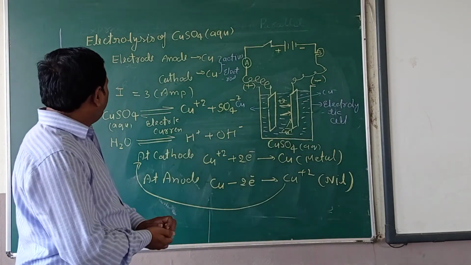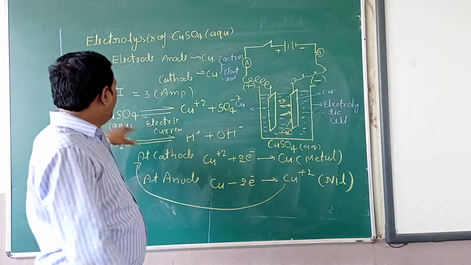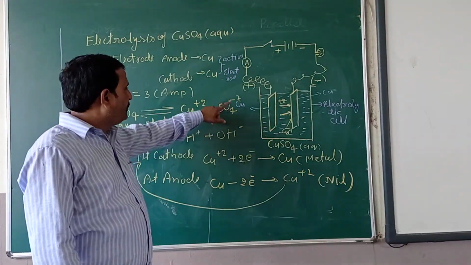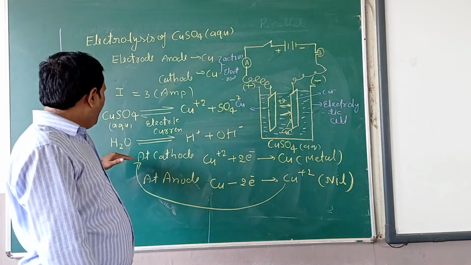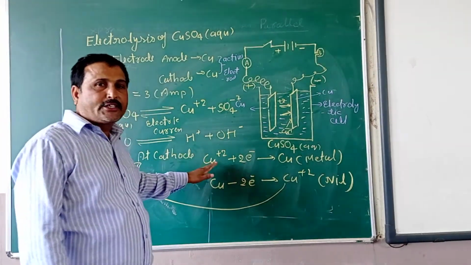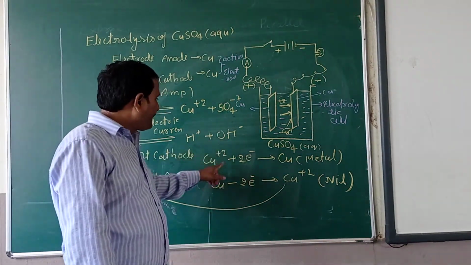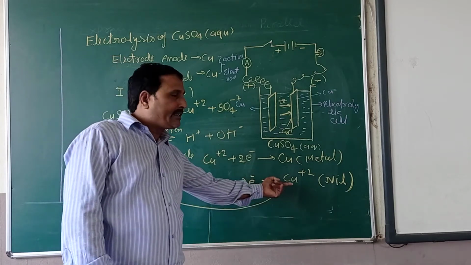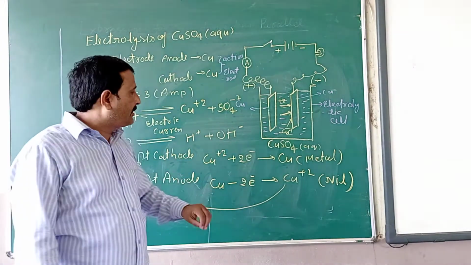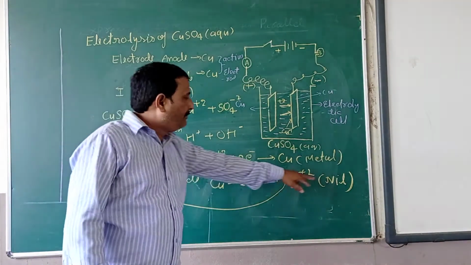So what is your question? What are the electrodes? Copper is the electrode. Write the electrolytic reaction. What ions are formed? 2 positive and 2 negative ions. Write the reaction taking place at the cathode. This reaction is called a reduction reaction, and this one will be the oxidizing agent. This reaction is an oxidation reaction, and that will be the reducing agent. What are the products at the cathode? The product at the cathode is copper metal. At the anode it will be nil.